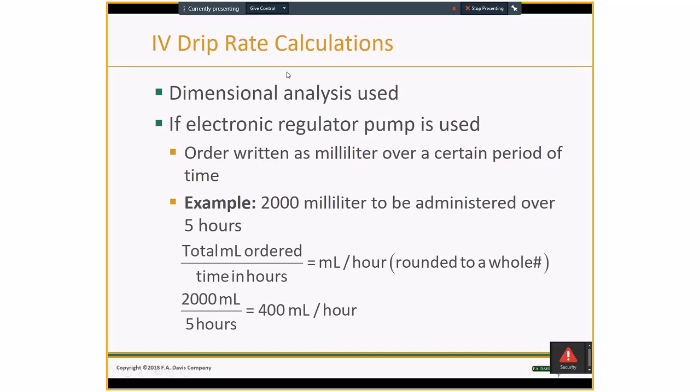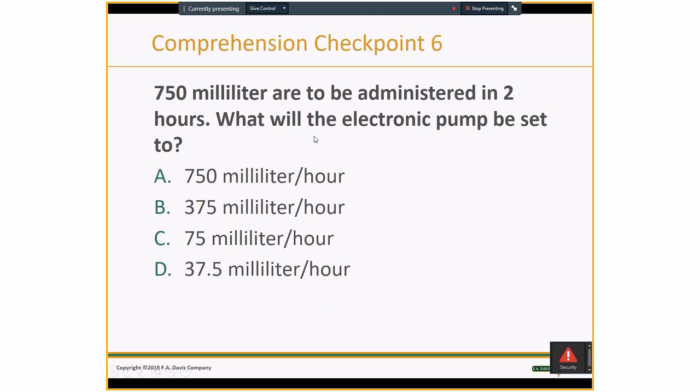So, of course, we have a practice one. I'm just going to do 750 divided by 2. 375. Good job.